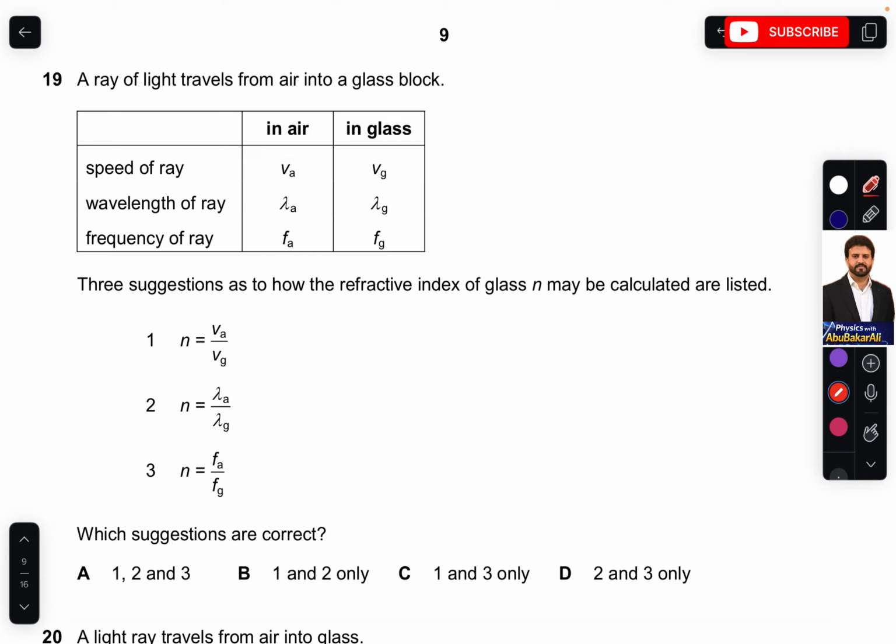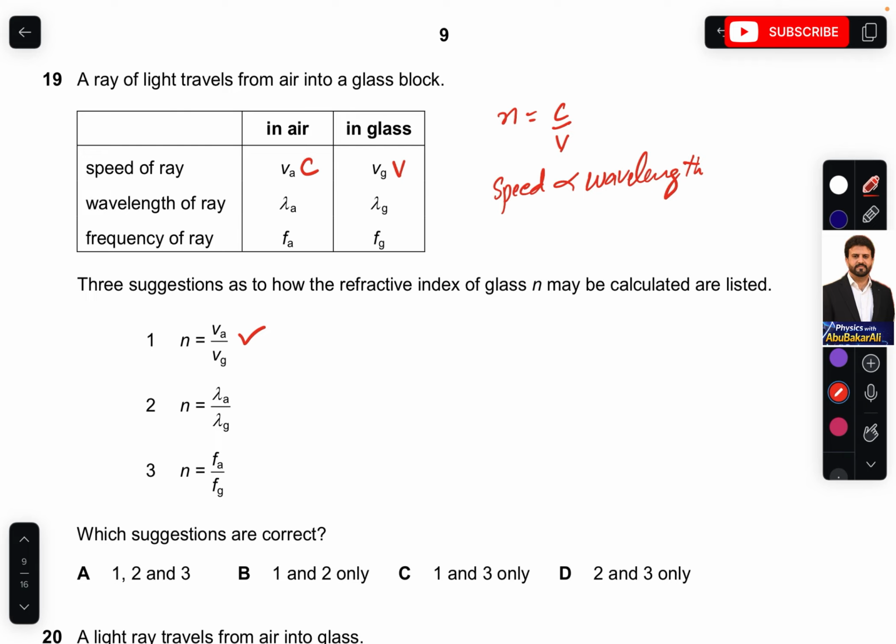Question 19. A ray of light travels from air into a glass block, and they have given you these variables. Three suggestions as to how the refractive index of the glass n may be calculated are shown. Achha, they have changed the variable to confuse you. We know the speed of light in air; we usually call this c, and in glass we usually call this simply v. Okay, the refractive index formula is n equals c by v, if you remember. So this is correct by all means. The second thing is, speed is proportional to wavelength. When light moves into a denser medium, its speed will decrease, so the wavelength will also decrease.